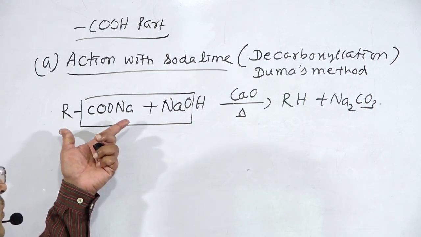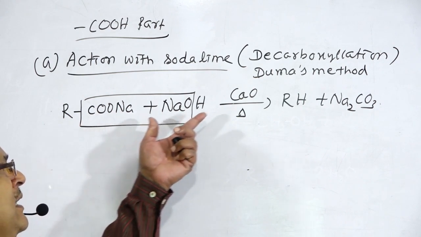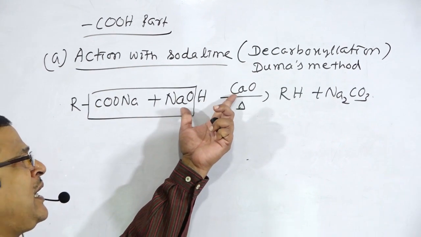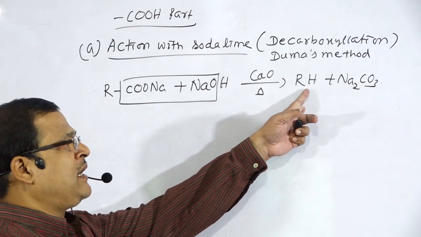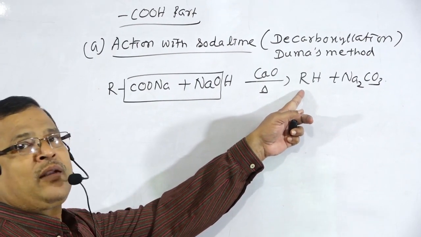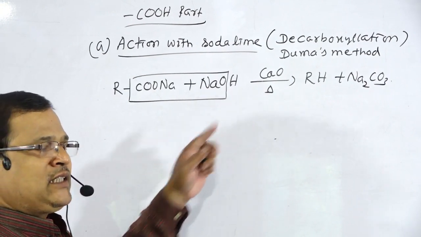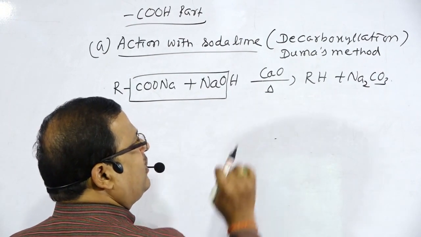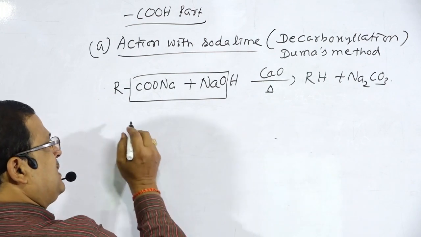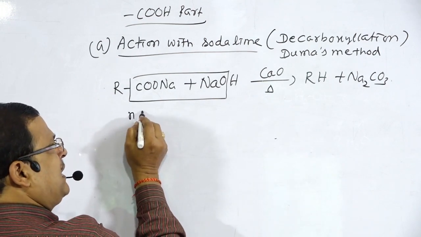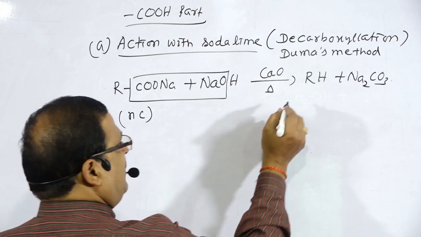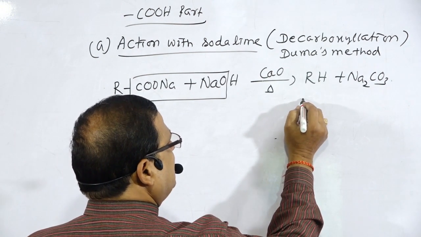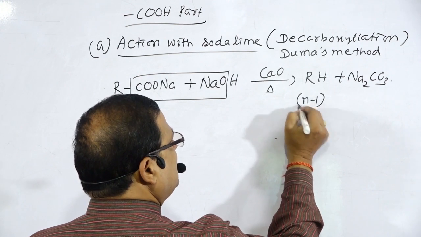So whenever the sodium salt of the acid is heated with soda lime, there is the formation of alkane with one carbon atom less. So this method is used to decrease the number of carbon atoms during organic conversions. In this case, if the number of carbon atoms in the acid is N, then the alkane will contain one carbon atom less, that is N minus 1 carbon atoms.